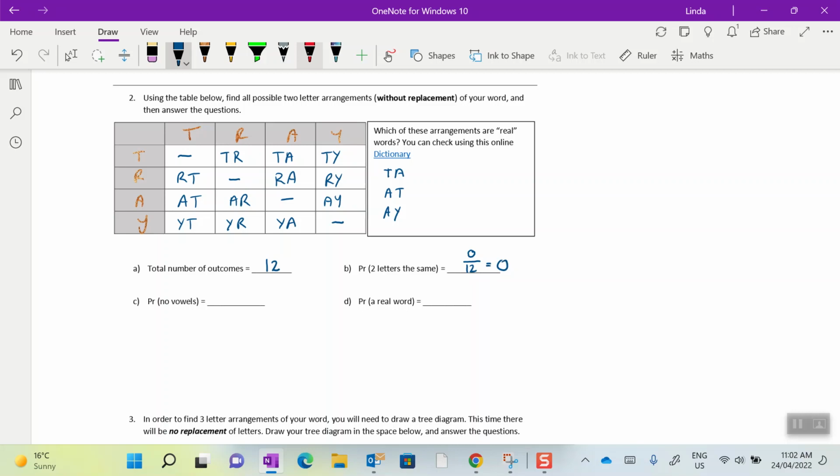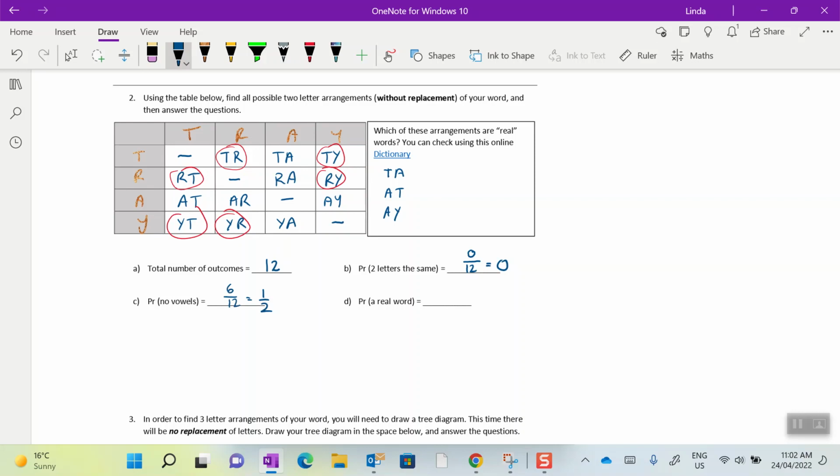The probability of no vowels, well, when I count through, this one has no vowels, no vowels, no vowels, no vowels, no vowels, no vowels. So I've got 1, 2, 3, 4, 5, 6. No, 6 out of 12. So this time that simplifies to 1/2.